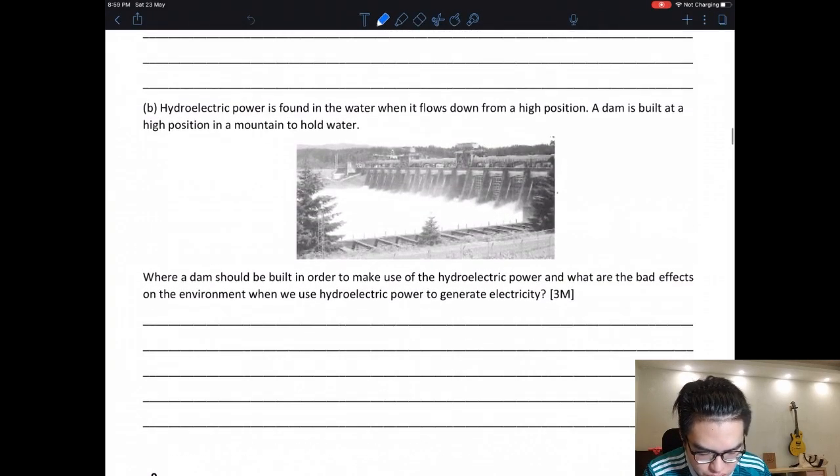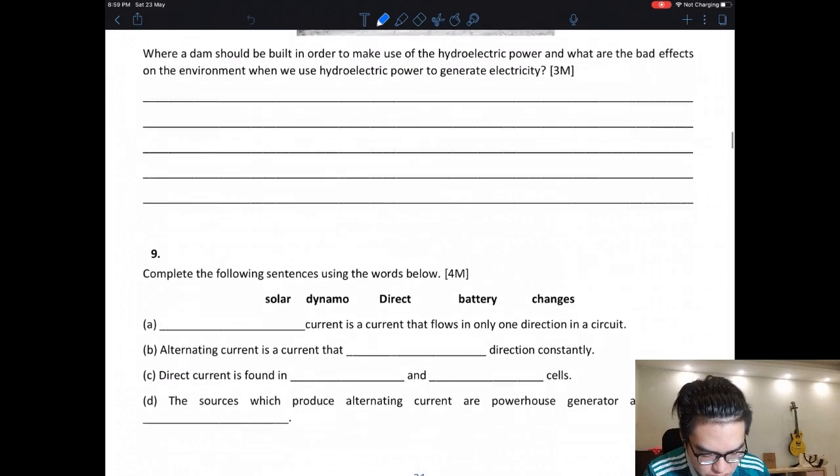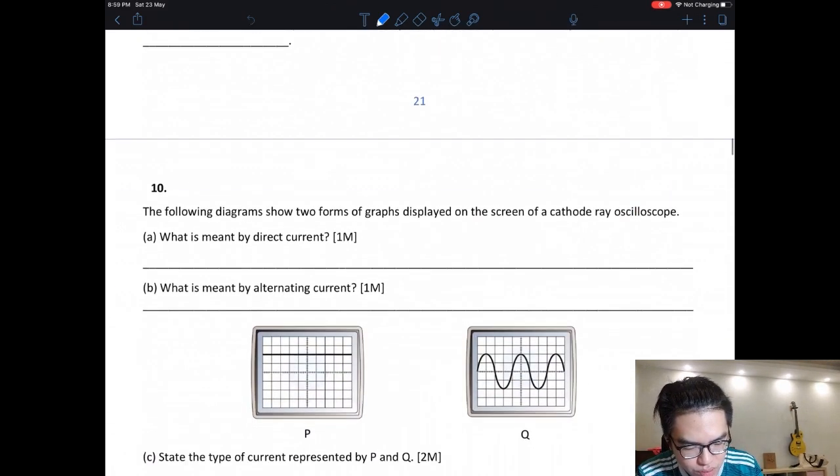Okay, we talked about this last week. I hope you have done this. Okay, number 10. What is meant by direct current?